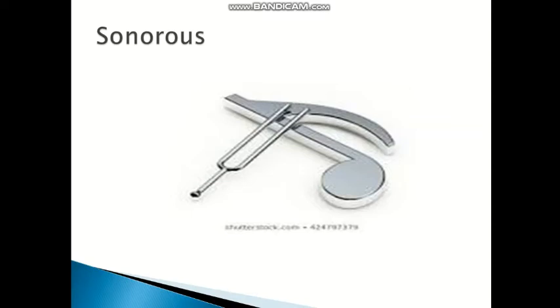You can see a tuning fork here. It will produce sound. Students, you know the instruments like violin, guitar, etc. will be based on the same principle because metals are sonorous.